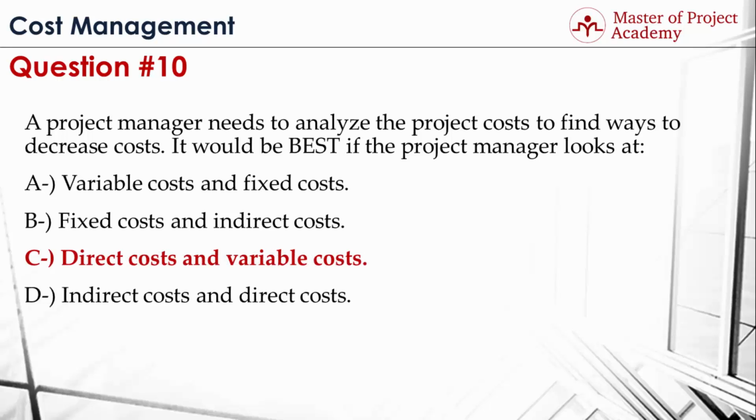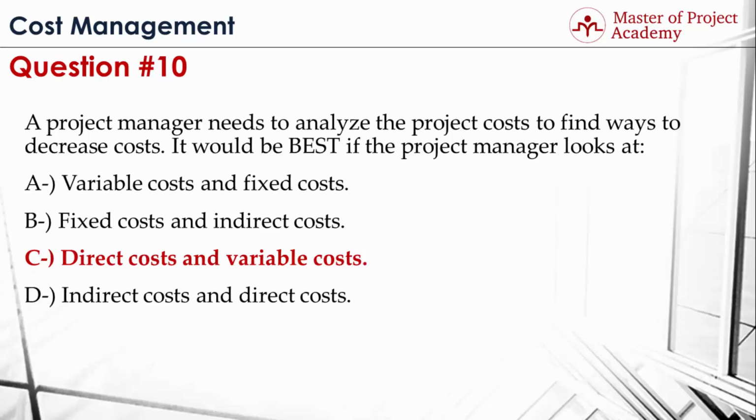C. Direct costs and variable costs. If you remember, direct costs were the costs incurred directly with your project, so you can control them, or you can decrease costs by taking actions on the direct costs. Variable costs were changing proportionally with the quantity of the resources you use, for example, materials or labor hours. Therefore, you can decrease direct and variable costs in your project.